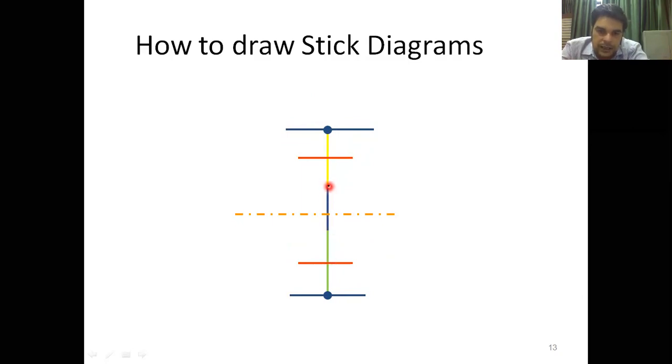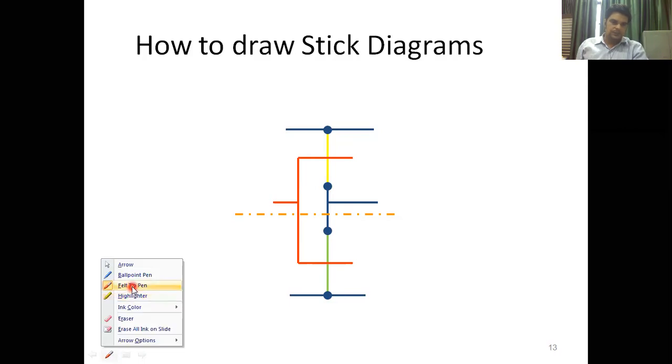Now we connect P diffusion with N diffusion by metal lines. Metal line is connected with P diffusion, and metal line is connected with N diffusion, so we should represent the electrical connection between these two. Now we draw the polysilicon lines, and this is the stick diagram of a CMOS inverter. You can see that.